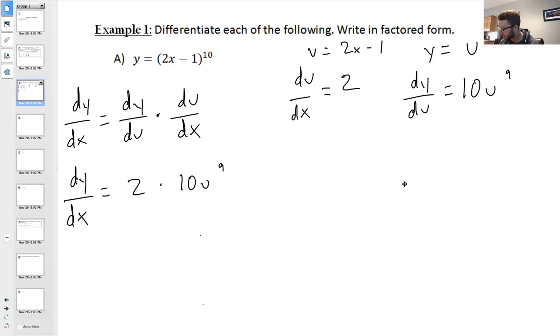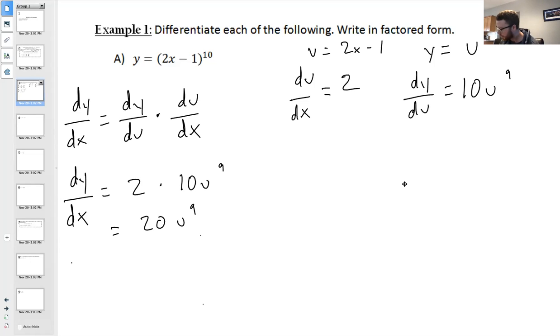Okay, so we can just multiply that together. So that will equal 20 times u to the 9. Now, if we were to differentiate this term right here, 20u to the 9, we would be taking the derivative of y with respect to u. But we want to take the derivative of y with respect to x. So we need to substitute in our u for the 2x minus 1 like we did at the top, okay?